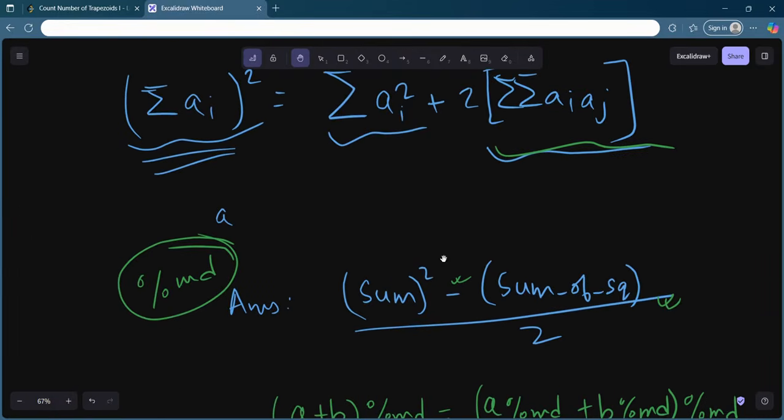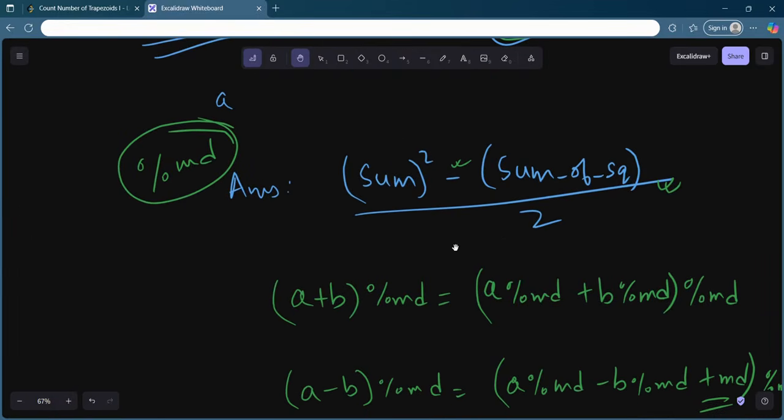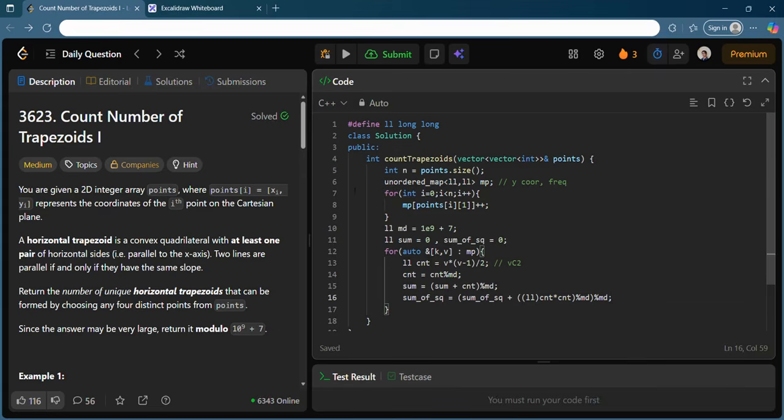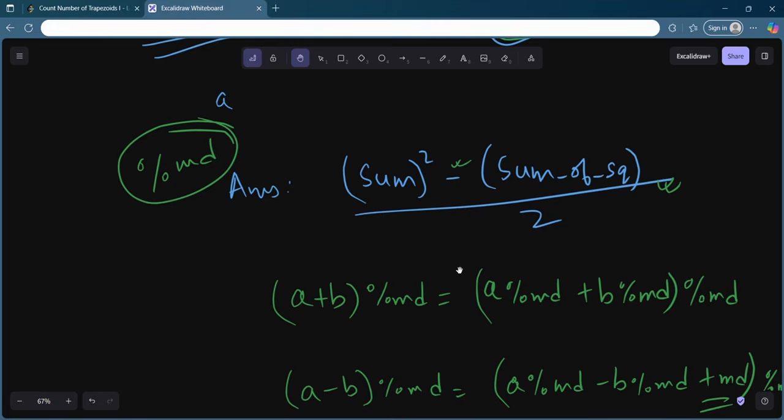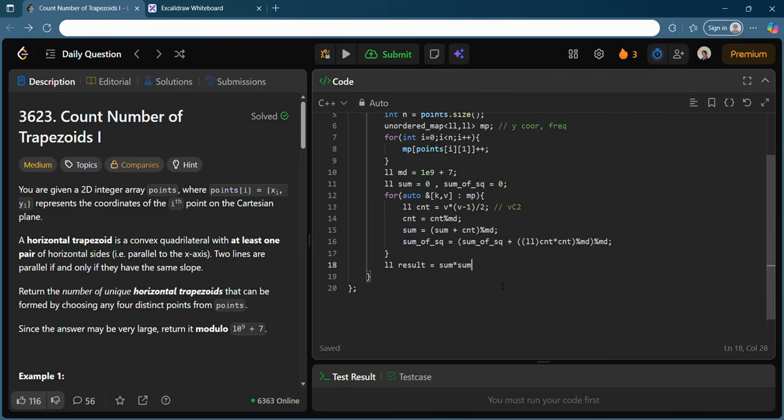And you are now ready to apply this formula, whatever this is, sum square minus sum of squares divided by 2. Okay, so you have your result with you, which will be nothing but sum into sum, minus sum of square whole divided by 2. So this is the thing which I ideally want to do. Okay, but since I need to apply a mod, there will come a lot of things.